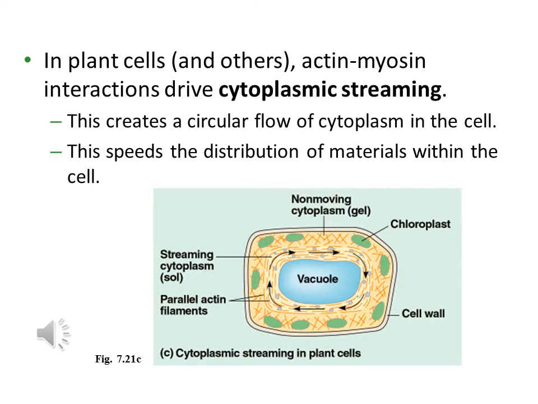In plants, this actin myosin interaction plays an important role in a process called cytoplasmic streaming. This creates a circular flow of cytoplasm in the cell. This actin myosin interaction results in the streaming of cytoplasm throughout the cells. This speeds the distribution of materials within the cells. That transport of materials within the cells is carried out by cytoplasmic streaming in plant cells. This is mediated by actin myosin interactions.